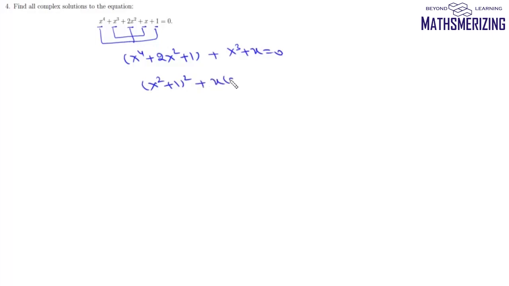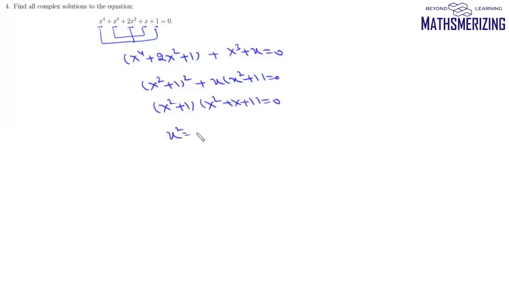Now question number 4 is find all complex solutions to this equation. We are given this equation which is x to the power 4 plus x cube plus 2x square plus x plus 1 equals 0. We'll take these 2 terms together and then these 3 terms together. So then we can write x to the power 4 plus 2x square plus 1 plus x cube plus x equals 0. So here it will be (x square plus 1) whole square plus, here we'll take x common and again it will be x square plus 1. So we can write (x square plus 1) into (x square plus x plus 1) equals 0.